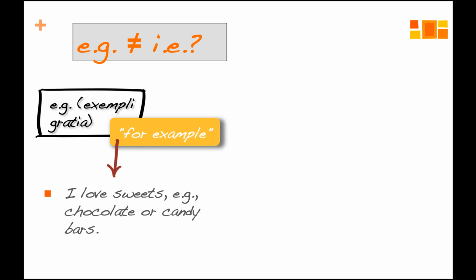But of course there's many more sweets. I'm only picking out two examples out of that mass of sweets. I love sweets, for example, chocolate or candy bars, e.g. chocolate or candy bars. Now, as always in English and also in American English, where this is even more important, we have a comma after an abbreviation. Alright, so please put that comma here, it is important. I love sweets, e.g. chocolate or candy bars. Exempli gratia stands for example.